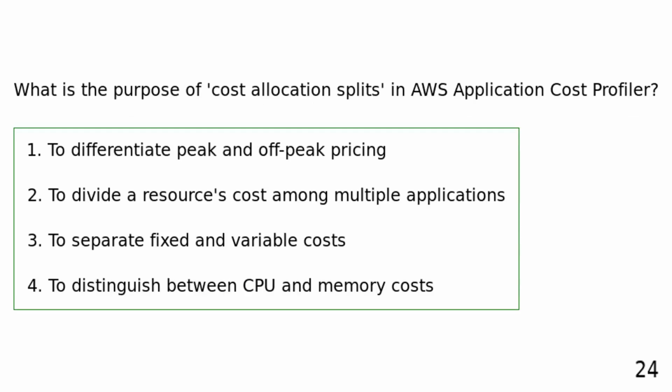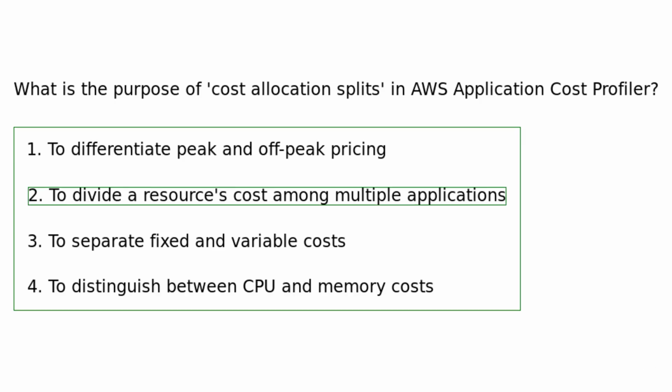What is the purpose of cost allocation splits in AWS Application Cost Profiler? To differentiate peak and off-peak pricing. To divide a resource's cost among multiple applications. To separate fixed and variable costs. To distinguish between CPU and memory costs. Cost allocation splits in AWS Application Cost Profiler allow a single resource's cost to be divided among multiple applications based on predefined ratios or usage patterns.